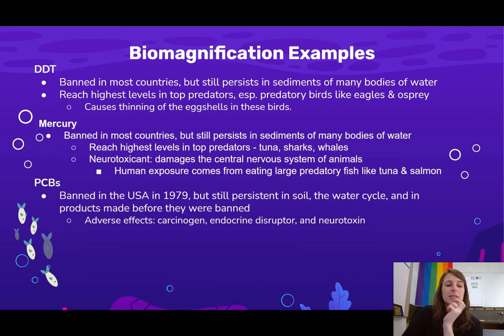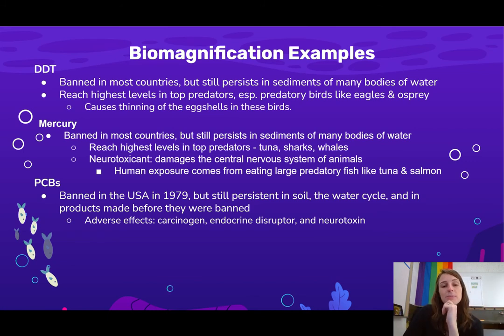And our third example is going to be PCBs. This one is not a typo. This one was banned in the USA in 1979, but it is still persistent in the soil, in the water cycle, and in products that were made before they were banned, because we still have a lot of products around from the 1970s and before that.